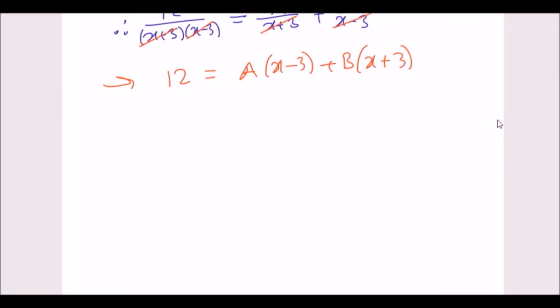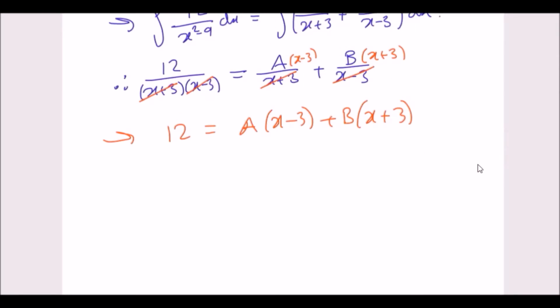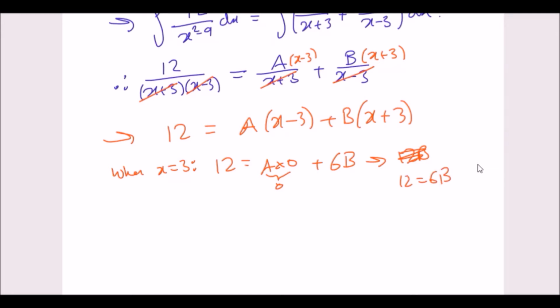Now to actually get these values of a and b, just substitute some values. So let's substitute x equals, I don't know, 3. So when x equals 3, what happens? On the left side, we still get 12. On the right side, we get a times 3 minus 3, which is 0. So a times 0 is 0, so this is all 0. Then we have b, and inside we've got 3 plus 3, which is 6. So we've got b times 6, which is 6b. So we're left with 12 equals 6b. And so dividing by 6, we get b equals 2.